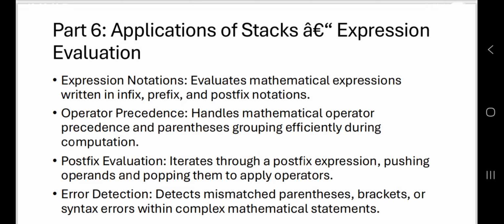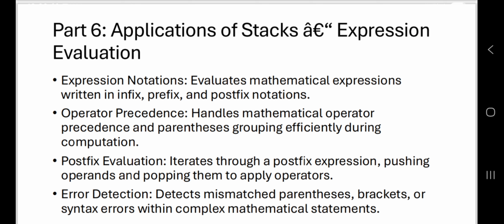Moving forward to part 6, the stack plays a critical role in expression evaluation. Computers use the stack to evaluate mathematical expressions written in various notations, such as infix, prefix and postfix. Stacks handle the mathematical operator precedence and parenthesis grouping effectively during computation.